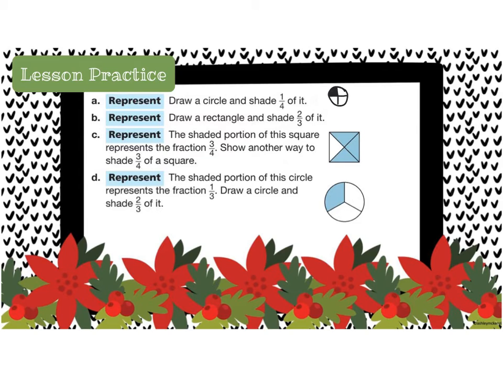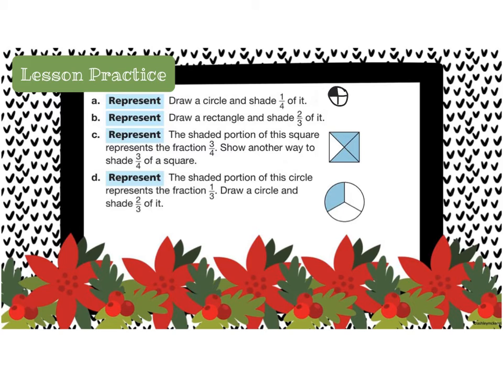Letter B, draw a rectangle this time and shade 2/3 of it. Show me 2/3 in a rectangle. If you're at home, draw it out and then you can check it in just a second. Perfect. Good. We're shading 2/3 of it.